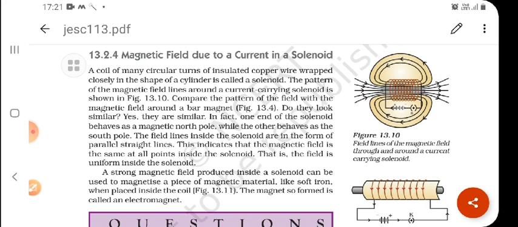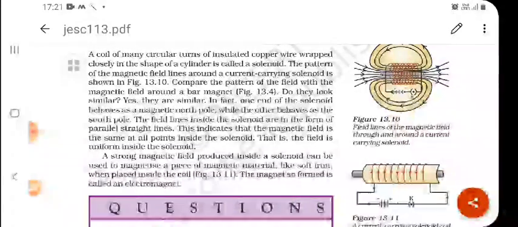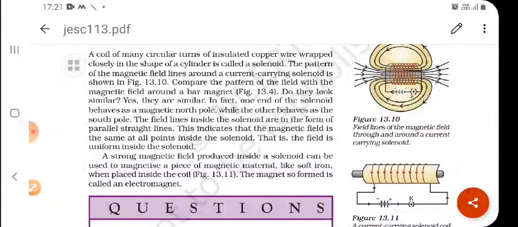The field lines inside the solenoid are in the form of parallel straight lines. This indicates that the magnetic field is the same at all points inside the solenoid. The field is uniform inside the solenoid.